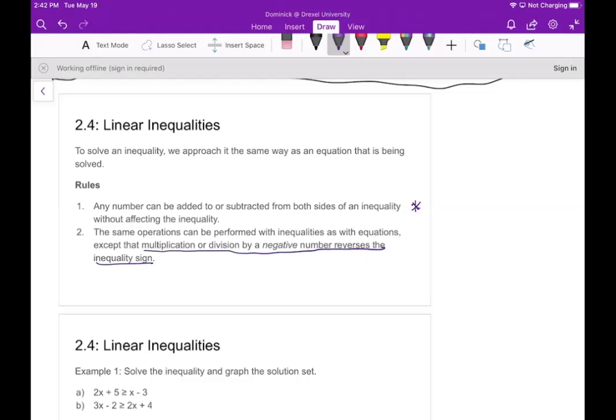And just to see a simple example of why you would need to do that, let's look at the true statement: 1 is less than 2. We all agree that 1 is less than 2. If you multiply both sides by -1, then the number on the left is -1, and the number on the right is now -2. And of course here, -1 is further to the right on the number line, so that's bigger than -2. So that's a simple example to see why.